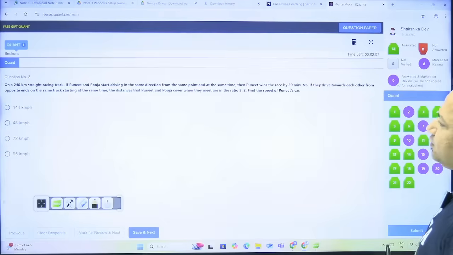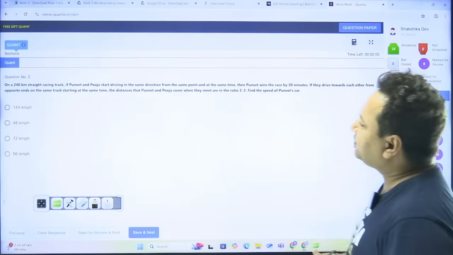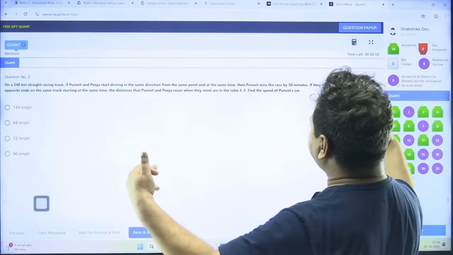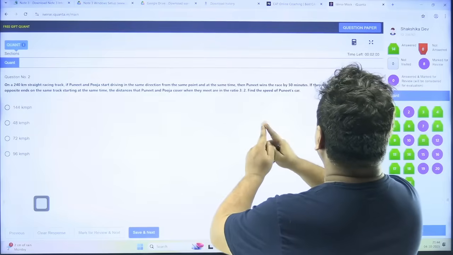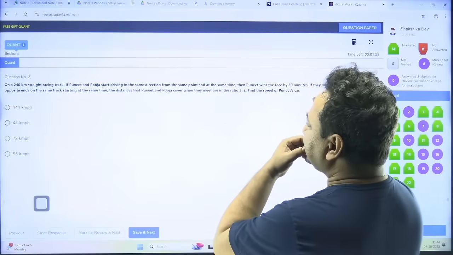240 meters straight racing track. Punit and Pooja start driving in the same direction, from the same point at the same time. Punit wins the race by 50 minutes. Drive towards each other from the opposite end of the track.